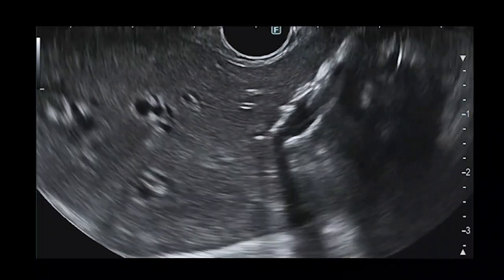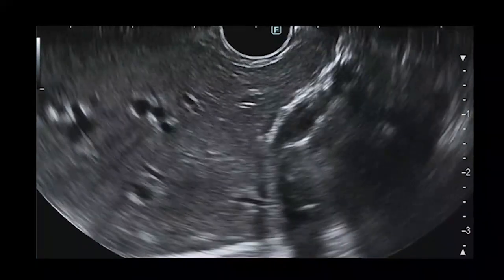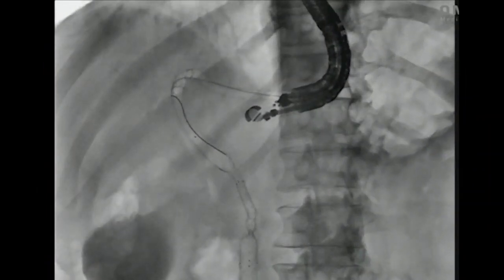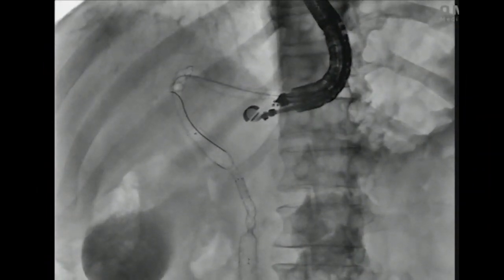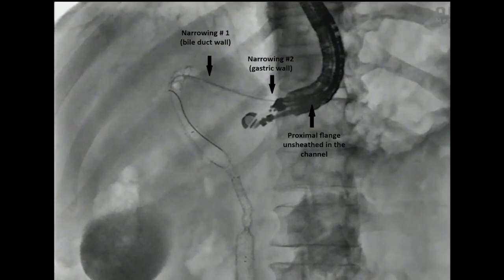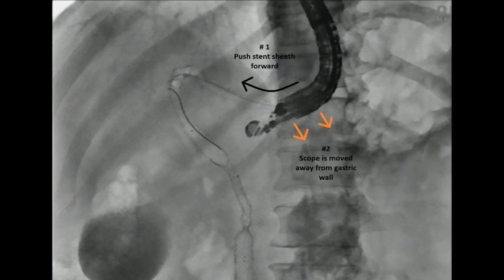As the stent continues to unsheath and expand, it will expand against the gastric wall. This fixes the stent in place and is usually identified as a second waist or narrowing closer to the echoendoscope. The remainder of the stent can then be deployed within the channel of the endoscope or under direct visualization.